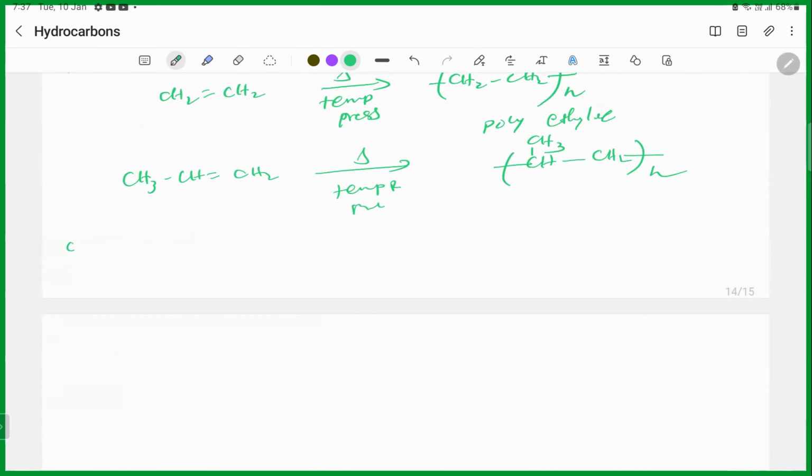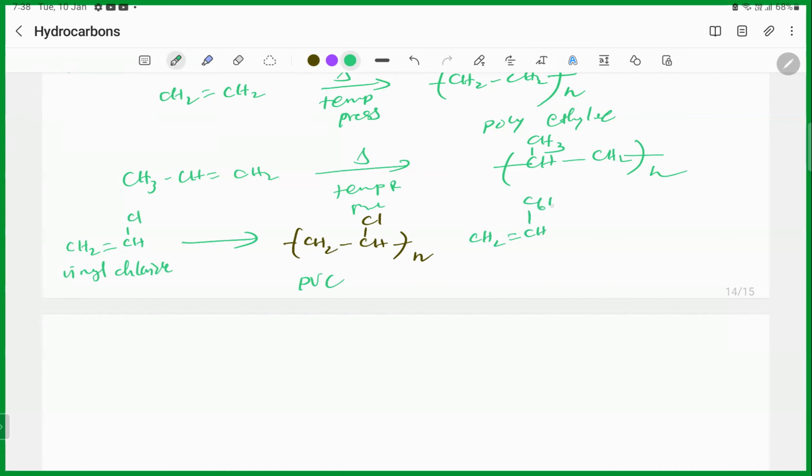If you are using vinyl chloride, CH2 double bond CHCl, this is vinyl chloride. You will get polyvinyl chloride, that is PVC pipe: CH2-CHCl n times, polyvinyl chloride. In the same way, when you have styrene and you heat it, doing polymerization, you will get CH2-CH with C6H5, n times. This is called polystyrene.